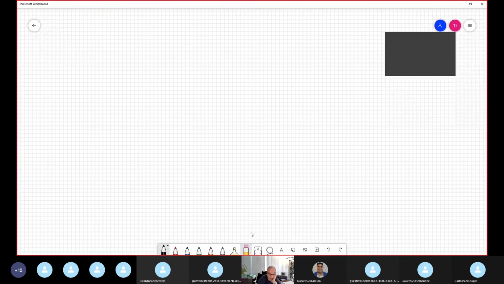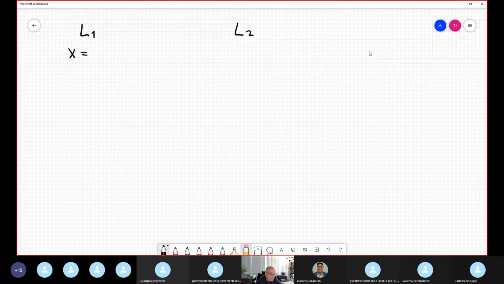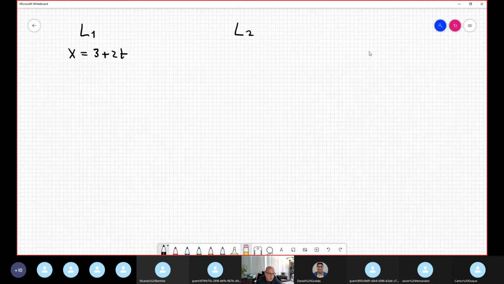Now I put a different example, and we analyze it. How do you analyze that? Suppose line 1 and line 2. The parametric equation, for example, is x equals 3 plus 2t, y is equal to 4 minus t, and z is equal to 2 plus t. Okay, this is the parametric equation corresponding to the first line.